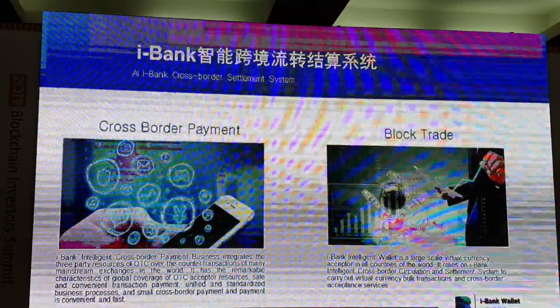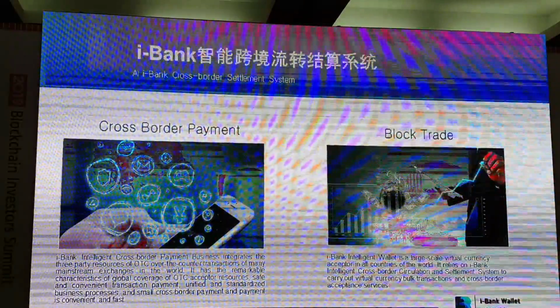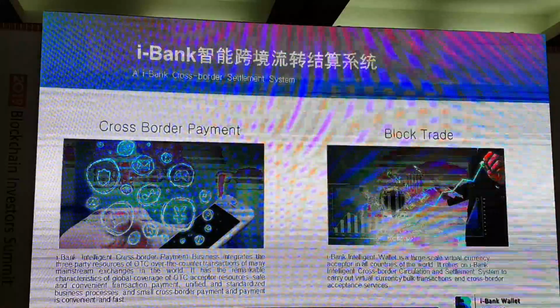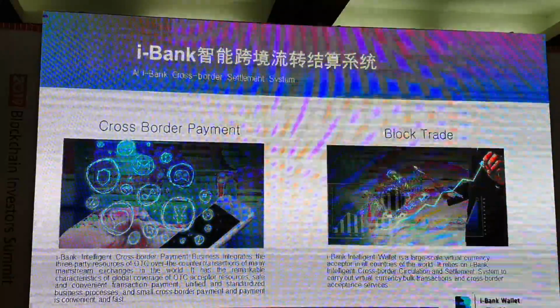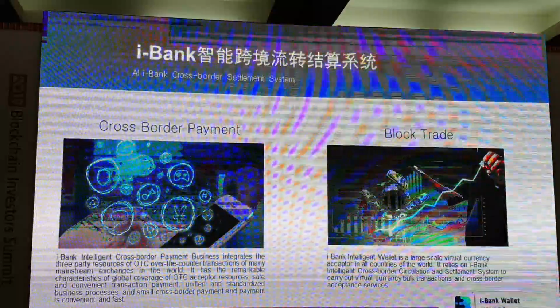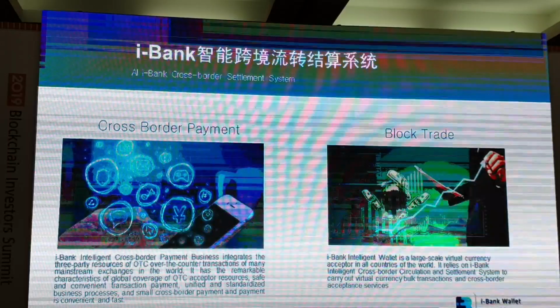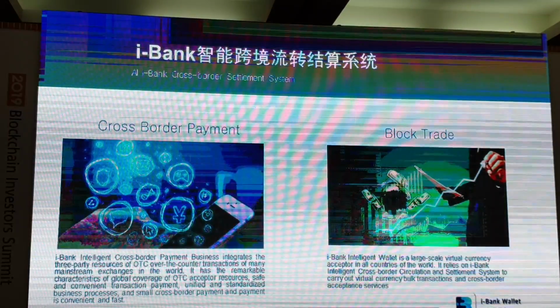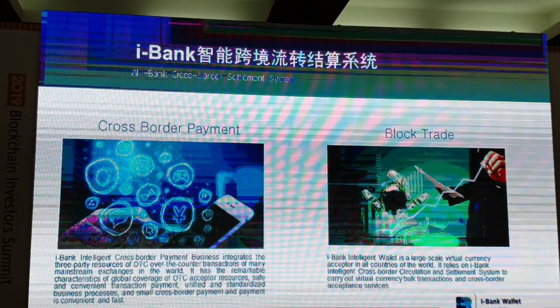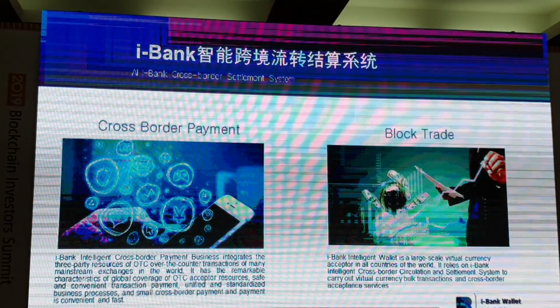Next, it's about block trade. It's about blockchain. ibank Intelligent Wallet is a large-scale virtual currency acceptor in all countries all over the world. That's why we're here. It relies on the ibank intelligent cross-border circulation and settlement system to carry out virtual currency bulk transaction and cross-border acceptance services.